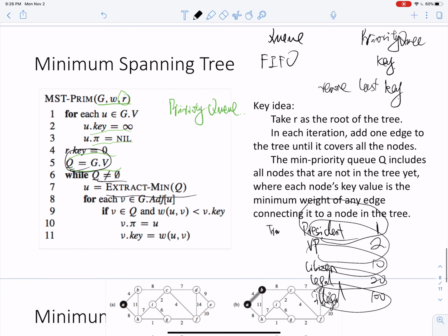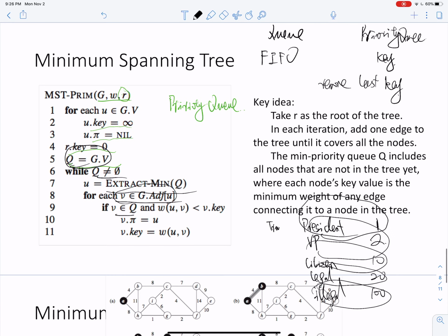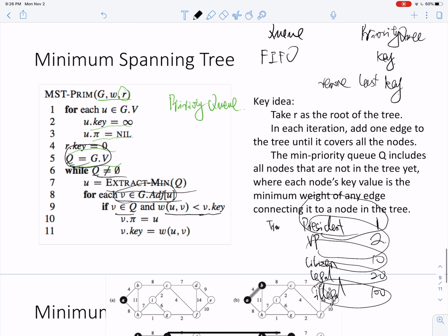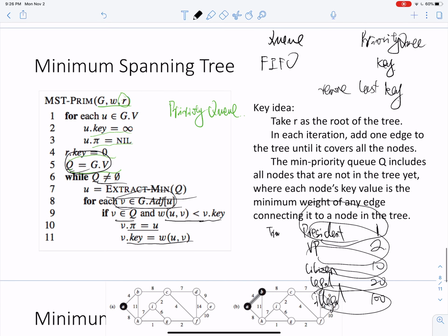Then for each V that is adjacent to U, I think all of us are familiar with this notation after the last class. If V is inside the queue, and the weight between U and V is less than V dot key, we set the parent of V as U, and also we update the key of V with W(U,V), the weight of the edge.